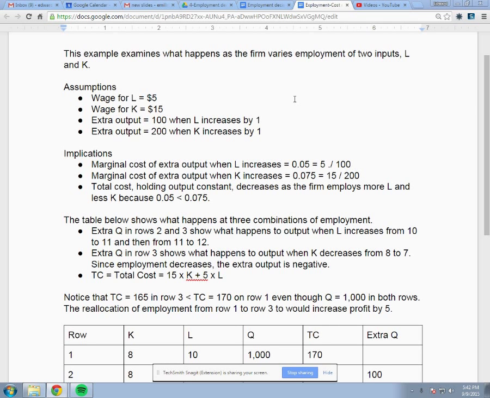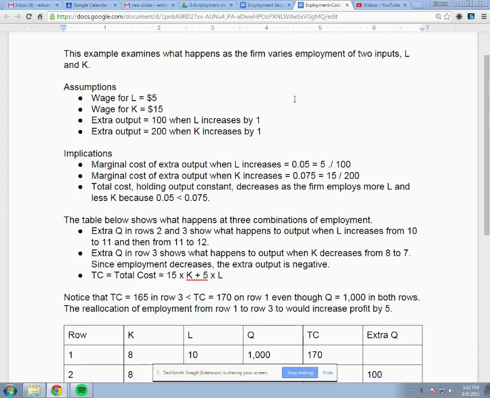This example examines what happens as the firm varies employment of two inputs. I'm going to call the two inputs L and K. The example has some assumptions.